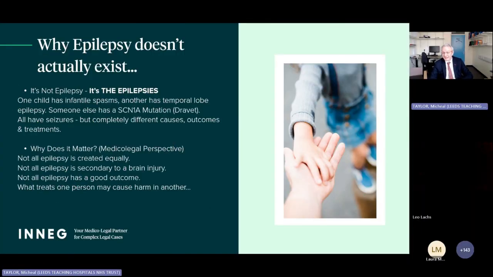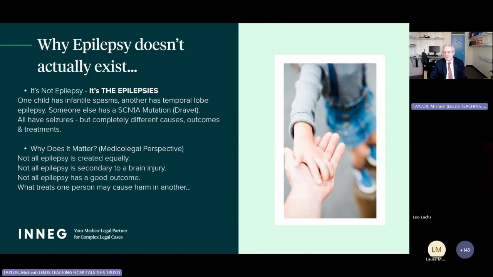So actually, the first thing says epilepsy doesn't exist. A very bold claim for an epileptologist to make, but actually it's not epilepsy, it's the epilepsies. So you have lots of different conditions that make up this term, epilepsy. And I think it's really important to say that we have a significant number of disorders that fall under this banner of the word epilepsy.